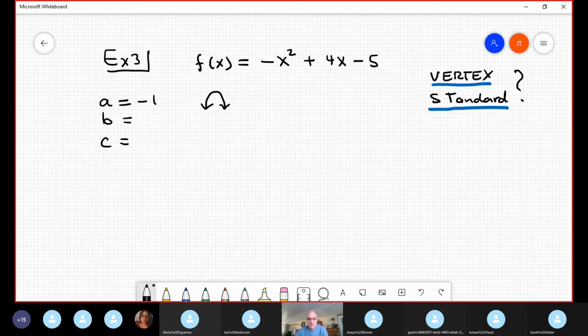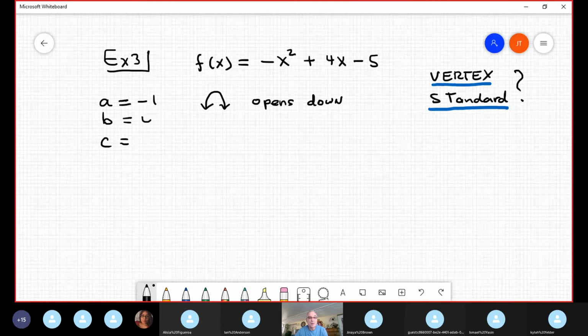The only parameter among A, B, C that has the responsibility to decide in what direction the parabola opens is A. I don't care about B, I don't care about C. Well, I care, but for another thing. But the direction is only A. Open down. Super. B is 4 and C is negative 5.